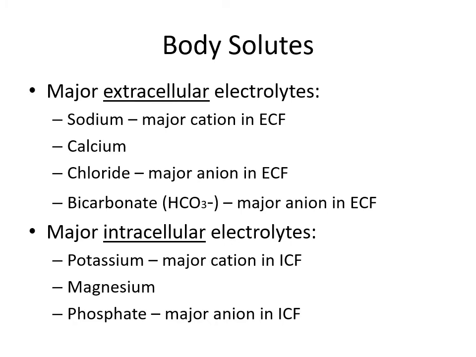Our major extracellular electrolytes, the electrolytes in the extracellular fluids, are sodium, which is our major cation, calcium, chloride, which is our major anion, and bicarbonate, which is our other major anion in extracellular fluid. Our major intracellular, or within the cell, electrolytes are potassium, which is our major cation in intracellular fluid, magnesium, and phosphate, which is our major anion in intracellular fluid.